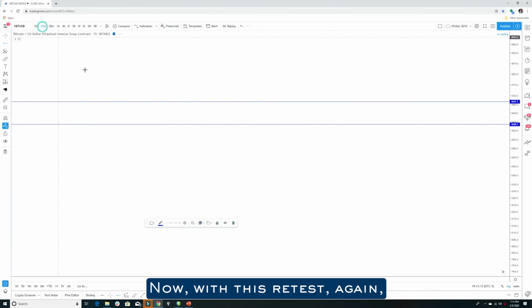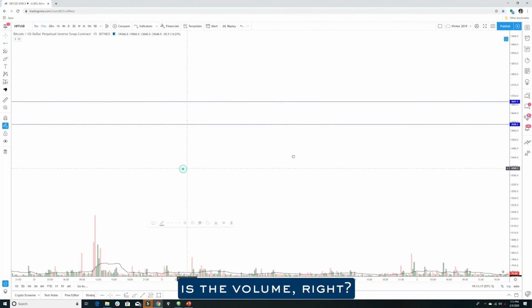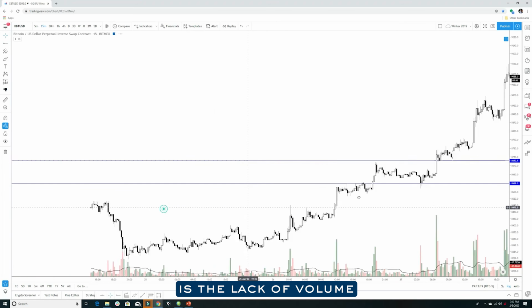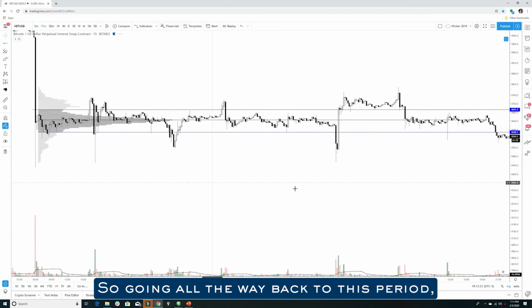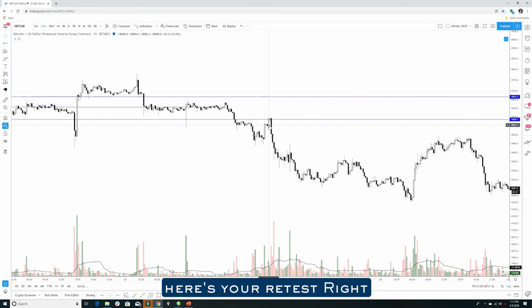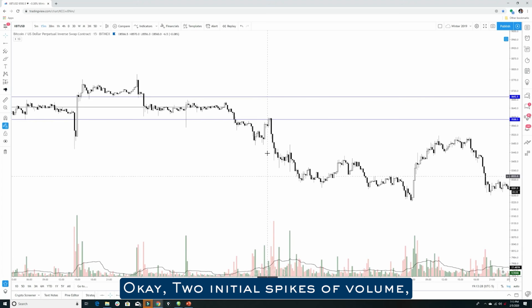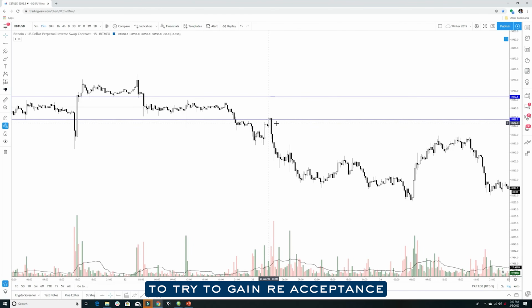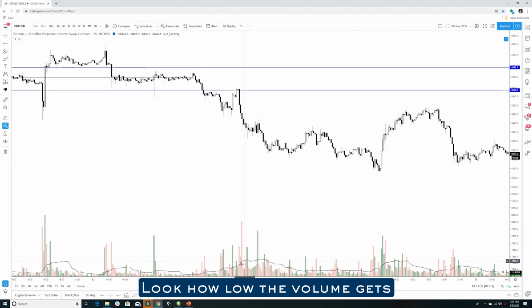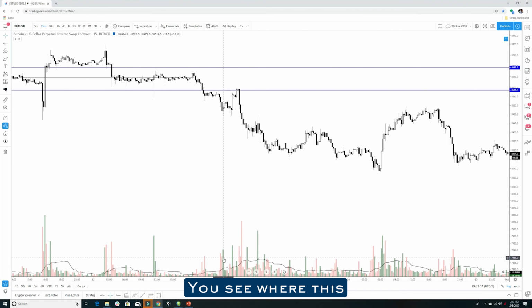Now with this retest, again, what we're talking about is the volume. So what we want to see is the lack of volume. Going all the way back to this period, here's your retest. And you can see that we have initial volume, two initial spikes of volume, but the final volume to try to gain reacceptance into the value area low, look how low the volume gets. So we have a spike in volume, you see where this crosshair line is coinciding with, spike in volume upward, and then the final two candles, look at the volume. Look how it drops off.